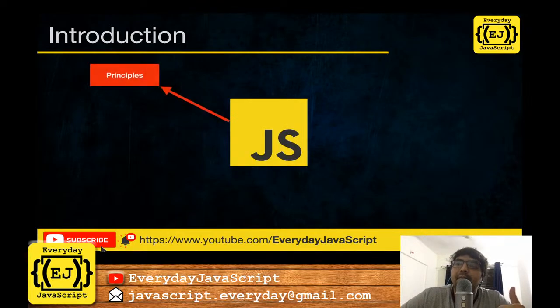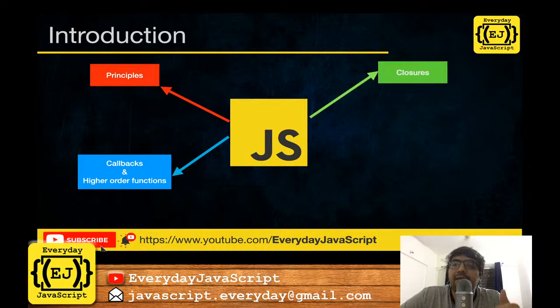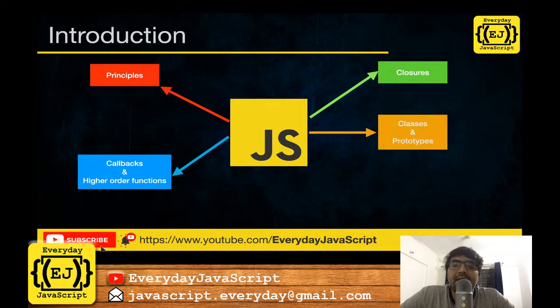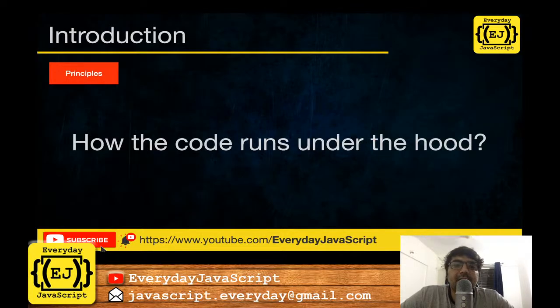We are going to look at principles, callbacks and higher order functions, closures, classes and prototypes, and asynchronous programming in JavaScript. I'll go through all of them one by one. I'll brief you about each of these things, why they are important and what all things they do. So let's start with principles.